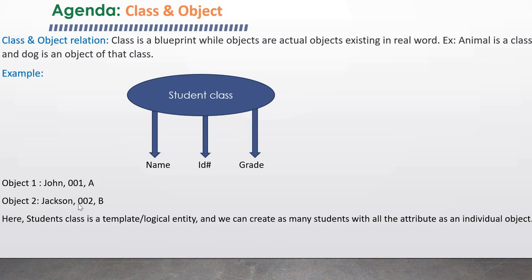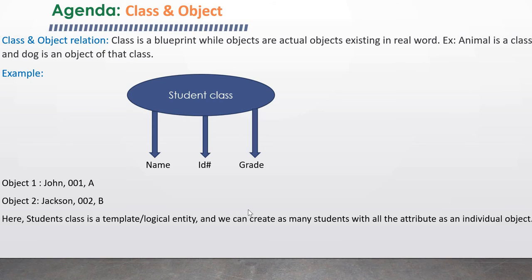Similarly, object 2, Jackson 002B. So you can create n number of objects in a single class. Here, a student class is a template or logical entity, and we can create as many students as we want, each with all three different attributes as an individual object. That's the relationship between a class and an object.